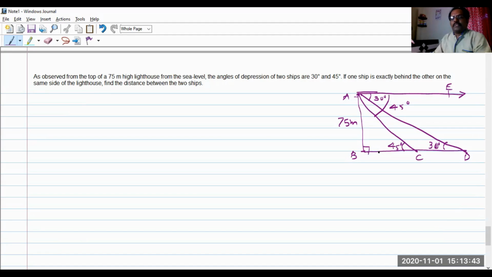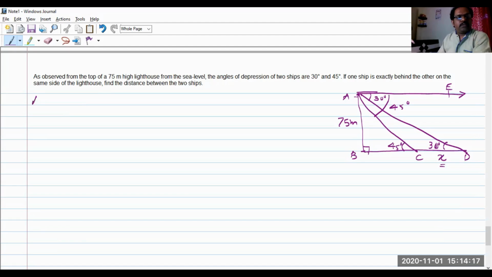So now with the help of this, the question is to find the distance between the two ships. Let the distance between two ships C and D be x. If we are able to find the distance BD and the distance BC, the difference of them will give us x, that is CD. Okay, so let's find BC first with the help of the triangle ABC.